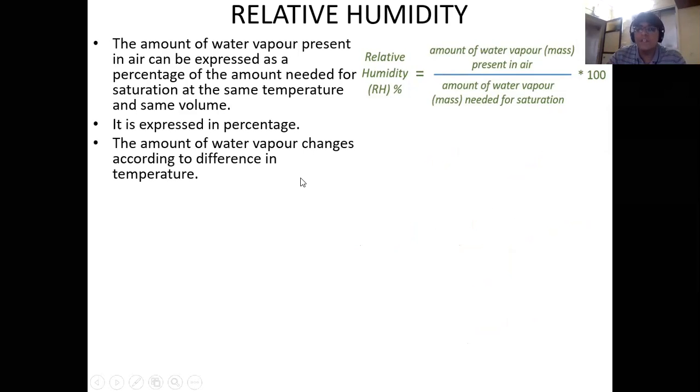So amount of water vapor changes according to the difference in temperature. Similarly, everything depends upon the temperature.